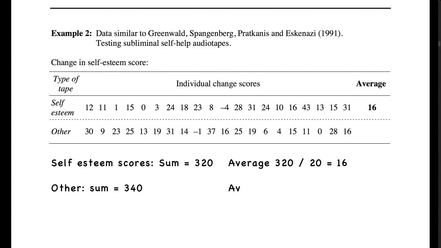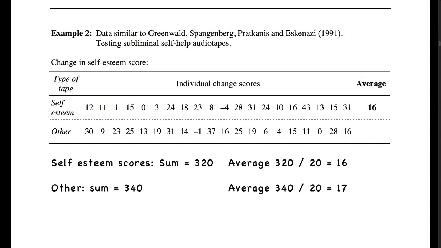So for this group, the average is 340 divided by the number of people, or the number of scores that I've added up. Again, it's 20. So when I do 340 divided by 20, I get 17.